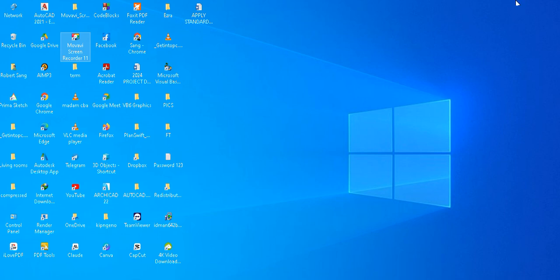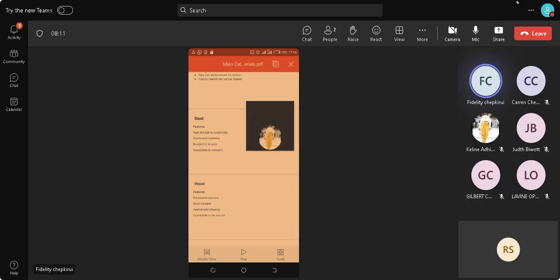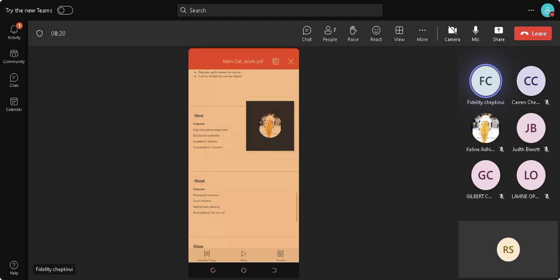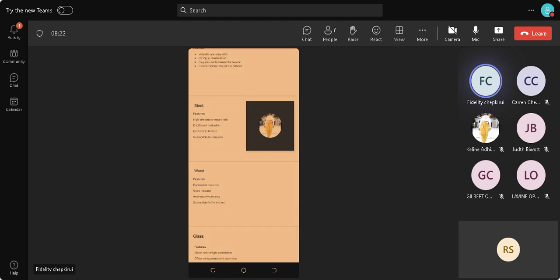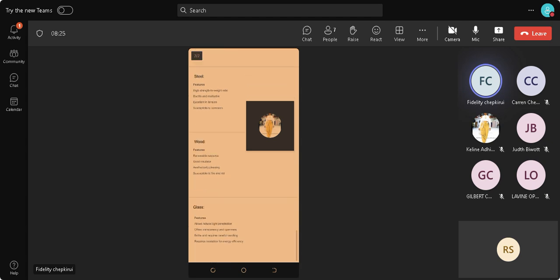Thank you, Kaylin, for that. The features of steel are high strength to weight ratio, ductility and malleability, excellent in tension, and susceptible to corrosion. Next, we are going to look at the features of wood. I hope all of you know what wood is, and its features are that it is a renewable source, a good insulator, aesthetically pleasing, and also it is susceptible to fire and it can rot.